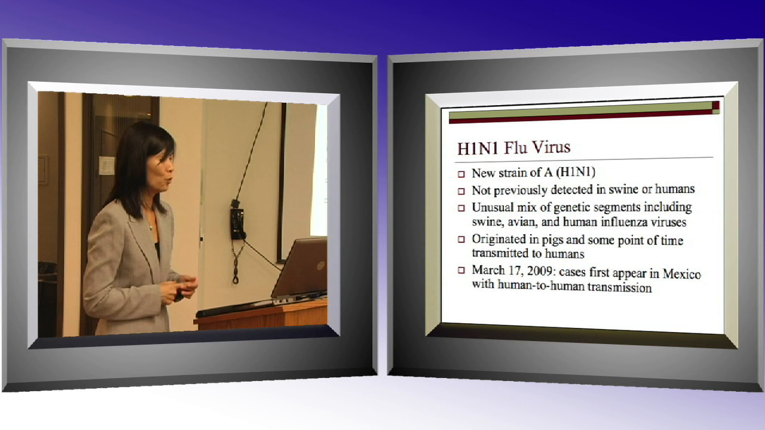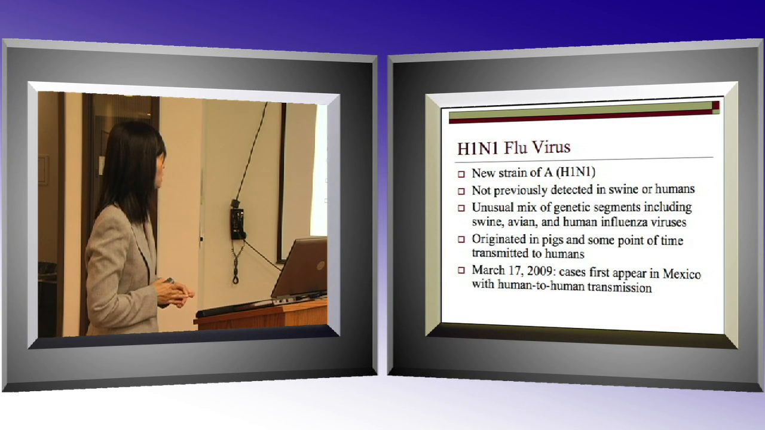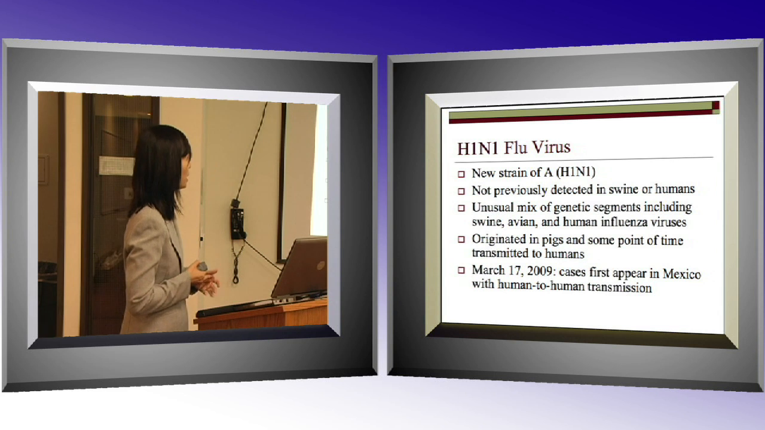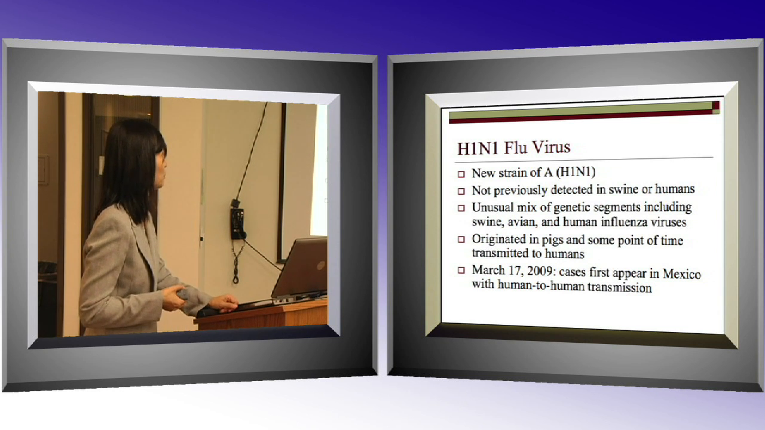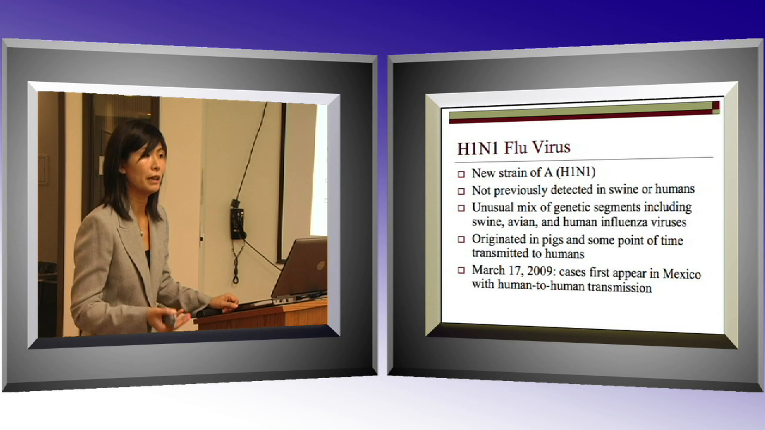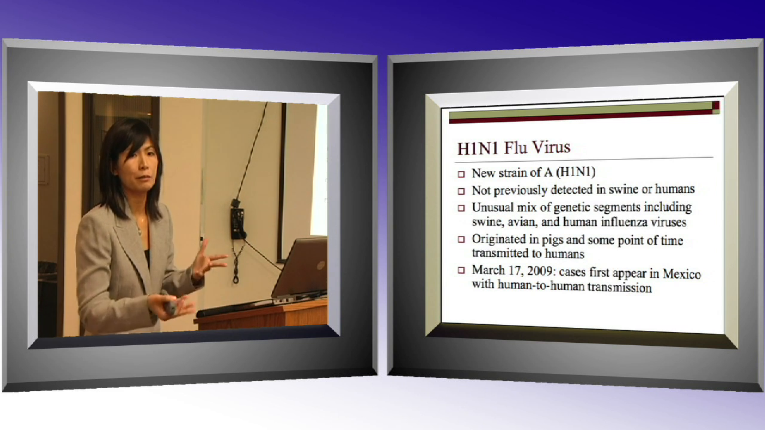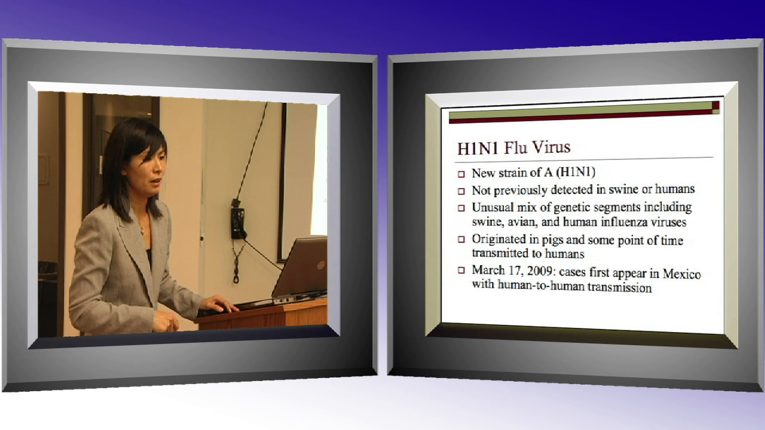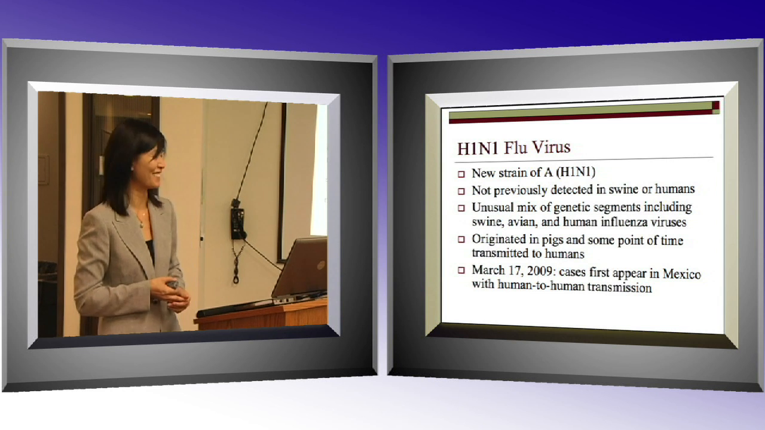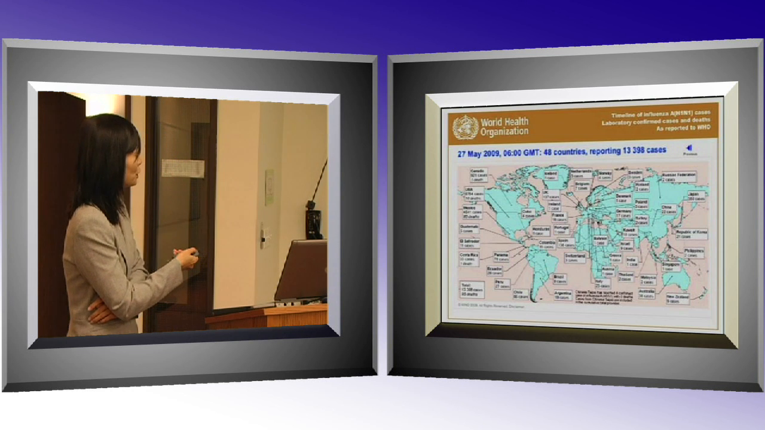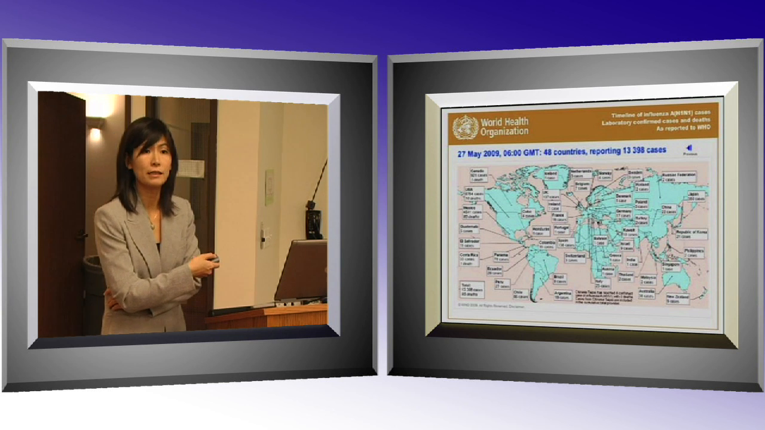Okay. H1N1 2009 is a new strain of type A. It has previously not been detected in swine or humans, and there is an unusual mixture of genetic segments including swine, avian, and human influenza viruses. And of course, we projected that it originated in pigs at some point and eventually transmitted, probably when they were feeding the pigs, or maybe in those swine houses. Or slaughterhouses, excuse me.